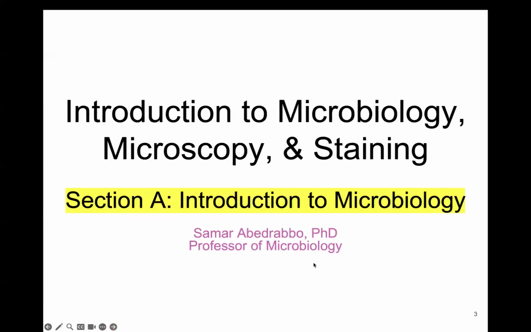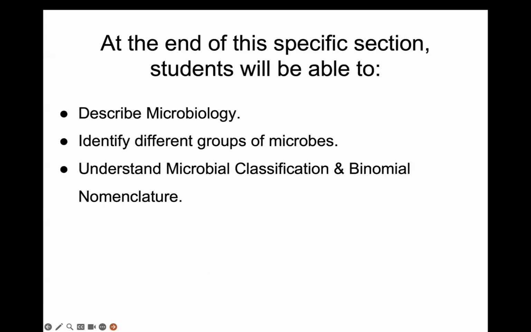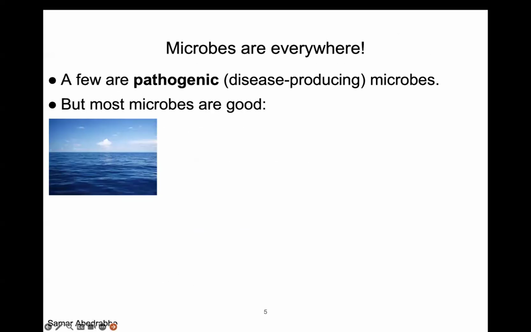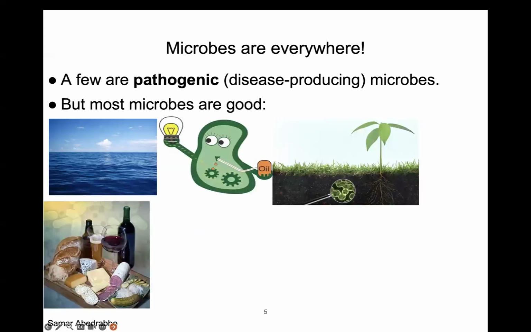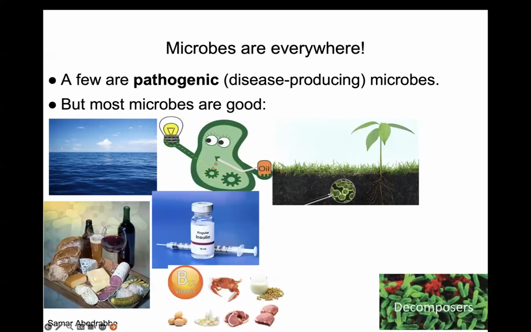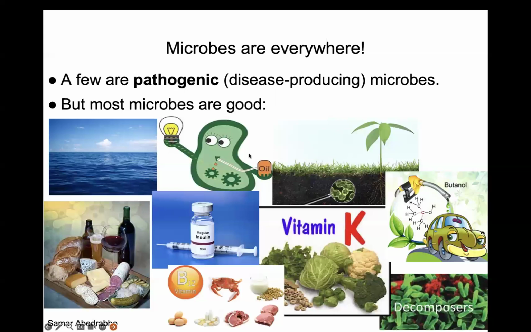So our first section in this lesson, section A, is going to talk about what microbiology is. At the end of this microbiology section, you'll understand what microbiology is. You'll understand different groups of microbes or microorganisms, and you'll also learn how we name microbes, which we call binomial nomenclature. Okay, to start off with microbes and what they are and why we care about microbes.